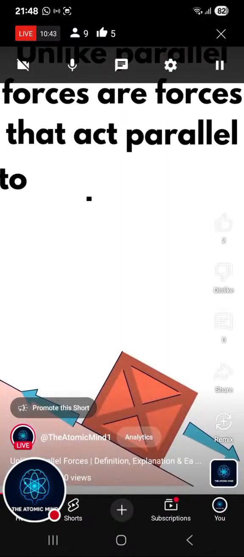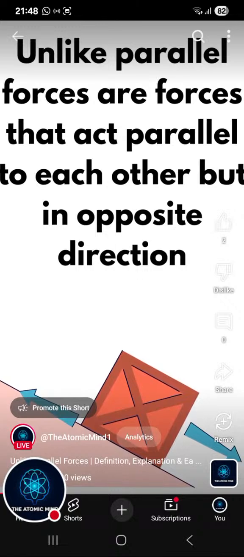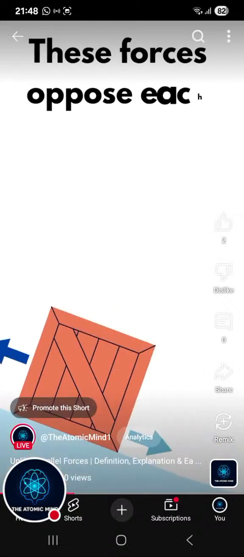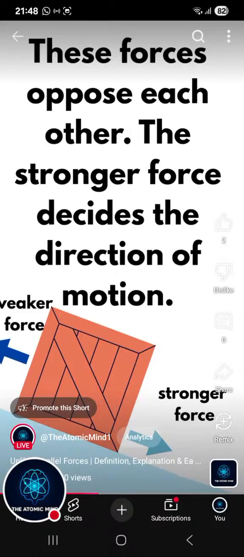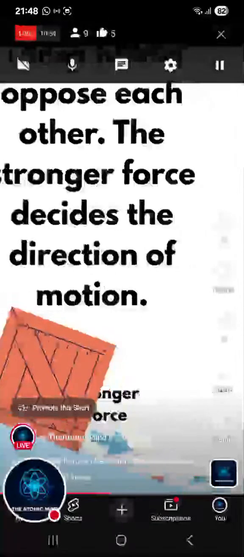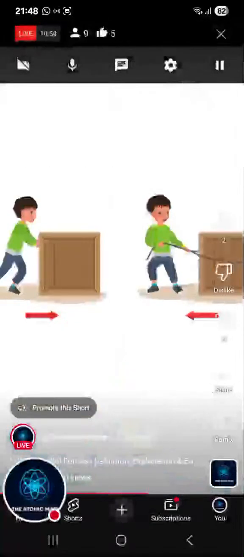Unlike parallel forces are forces that act parallel to each other but in opposite directions. When these forces oppose each other, the stronger force decides the direction of motion. Example, one person pushes a box forward while another pushes it backward.